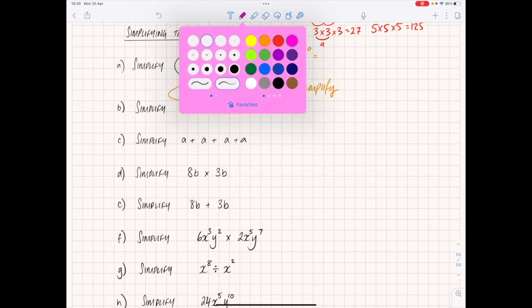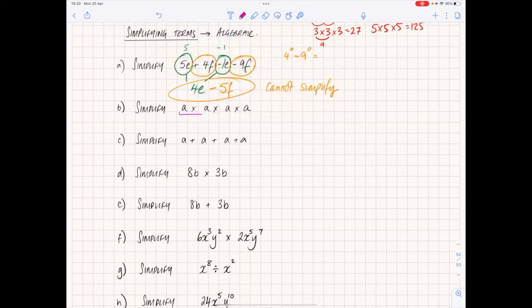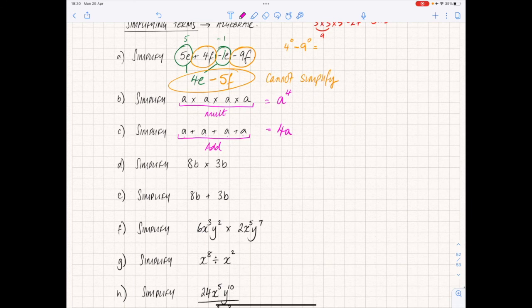Okay. Be careful with the next one. This is all multiplication, which means you're saying a to the power of 4. Notice the difference between the next one. That is adding. So this one here was multiplying. This one is adding. So I've got 1, 2, 3, 4 apples effectively. So that becomes 4a. So notice the difference between those two.